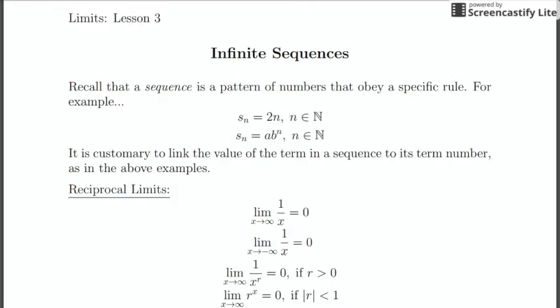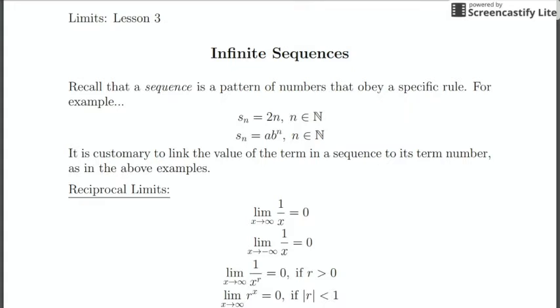Another sequence might look something like this, or it might be an + b, where a and b would be constants. And again, n is an element of the natural numbers, so that we're linking the value of the term to its position in the sequence. But in this case, you'd need to know what a and b are for that to work. Now, you've looked at sequences before. There's nothing new here. You've probably seen those back in your grade 11 math course.